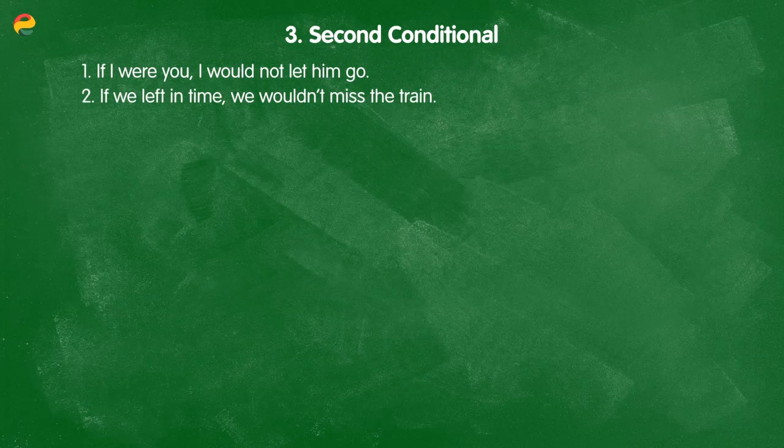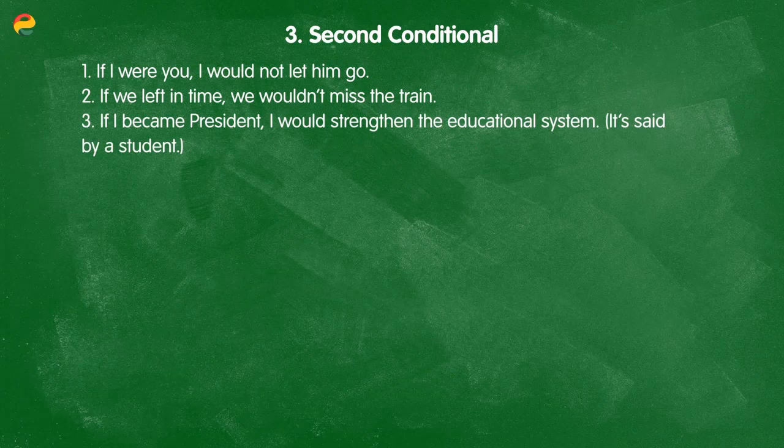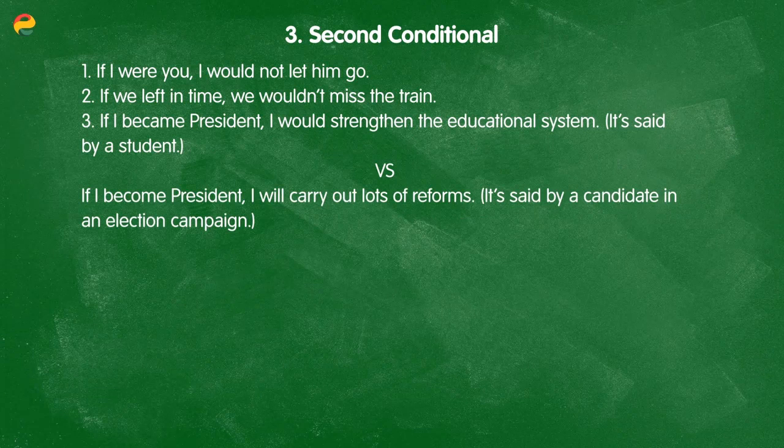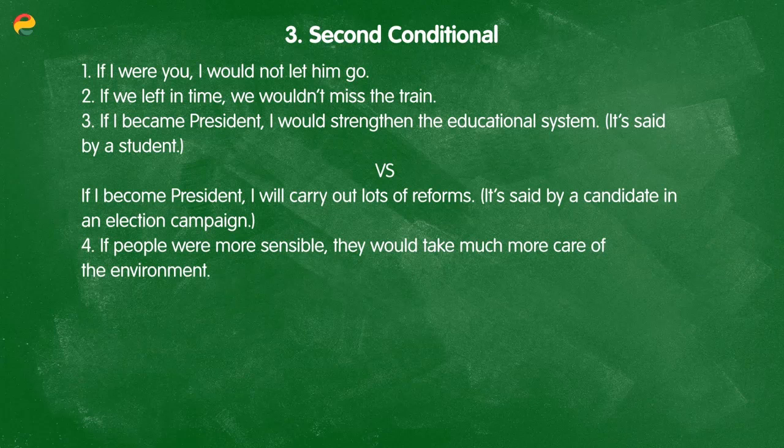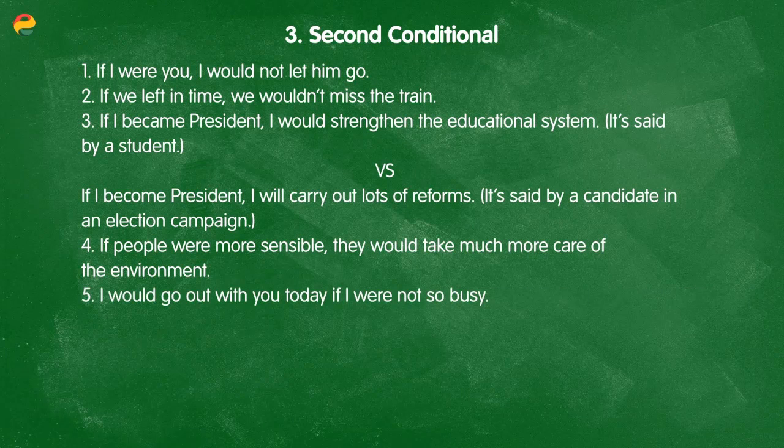If we left in time, we wouldn't miss the train. If I became president, I would strengthen the educational system. In this case, being said by a student, versus if I become president, I will carry out lots of reforms, if said by a candidate during an election campaign. More, if people were more sensible, they would take much more care of the environment. And another, I would go out with you today if I were not so busy.